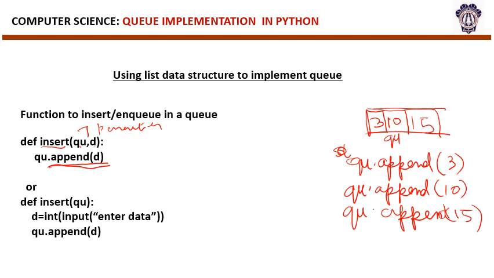There is another way of writing the function, def insert Q. In this case, D is not passed as a parameter. We're inputting the value of D. I've used int as a type conversion function because by default the input statement will return a string. If you want to store integers, then you have to use the type conversion function int and then append D to the list by this function.